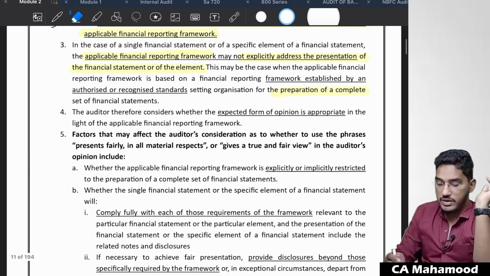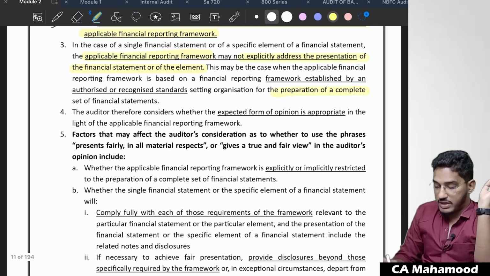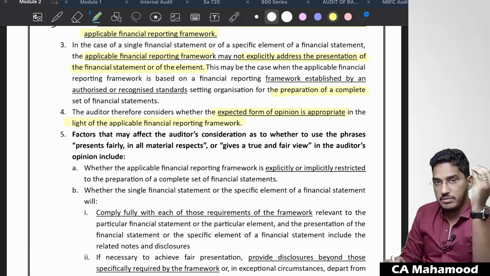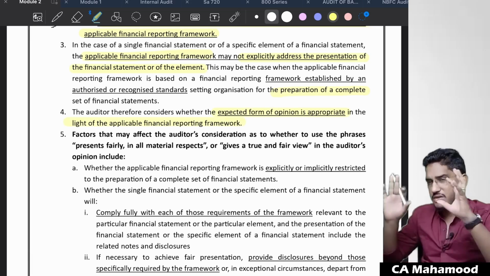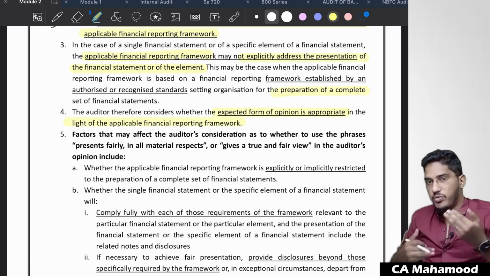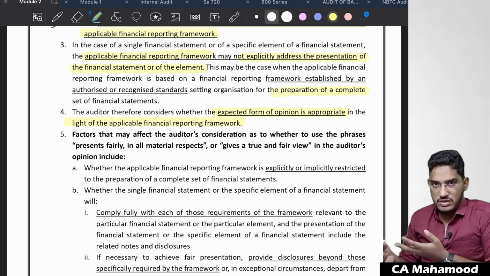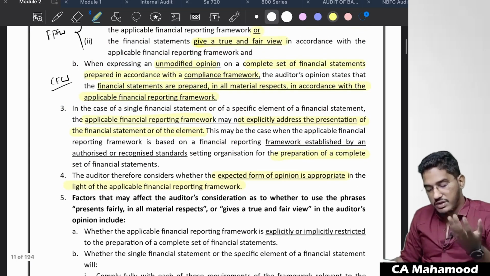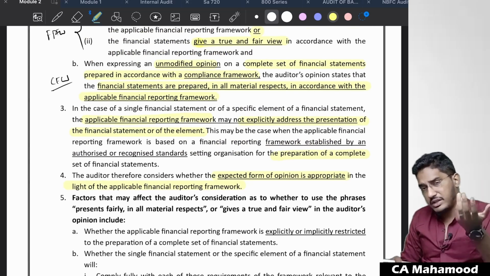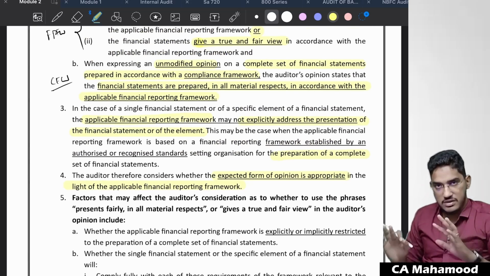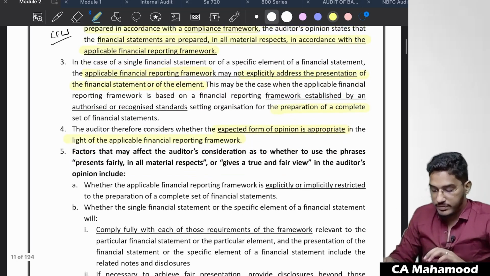In those cases, the auditor therefore considers whether the expected form of opinion is appropriate in the light of the applicable financial reporting framework. So, keeping in mind the requirements of the applicable financial reporting framework, you will express your opinion. I know all this discussion looks vague. The same point they are telling again and again: yes, these standards are like this only. There is not much concept here. If you read all these points, you will conclude, okay sir, anyhow they are trying to say the same thing again and again. Yes, they will do it. I do agree with you.